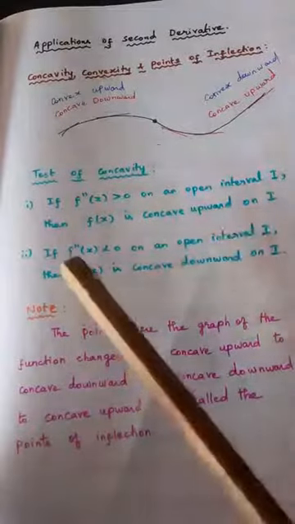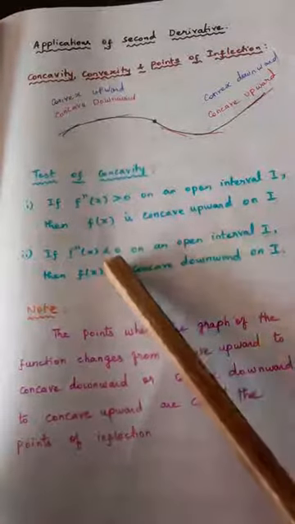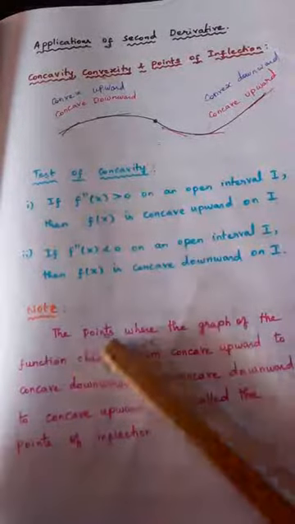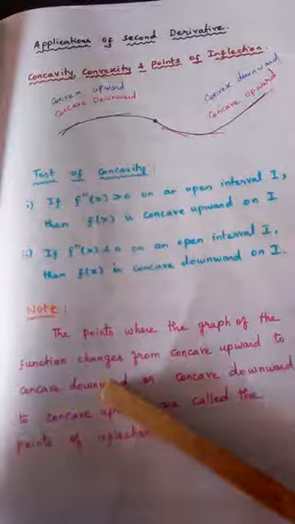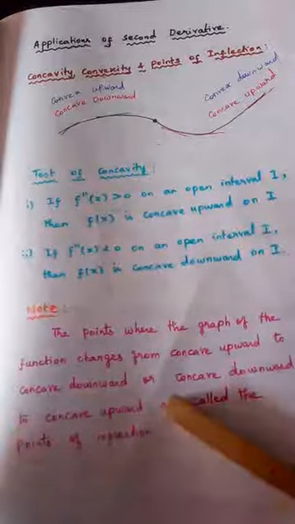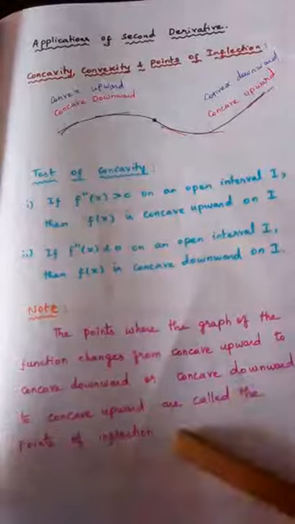F of x is concave upward. Suppose if the second derivative is negative, then we will call the function concave downward. So these are the conditions theoretically. Note, the points where the graph of the function changes from concave upward to concave downward or concave downward to concave upward are called the points of inflection.